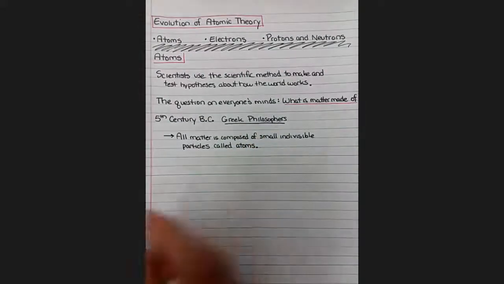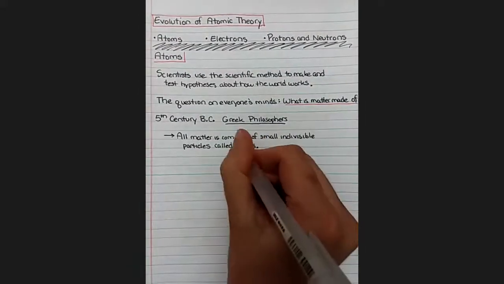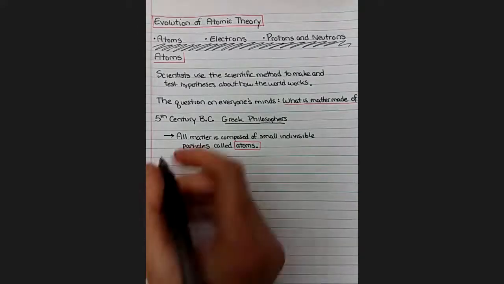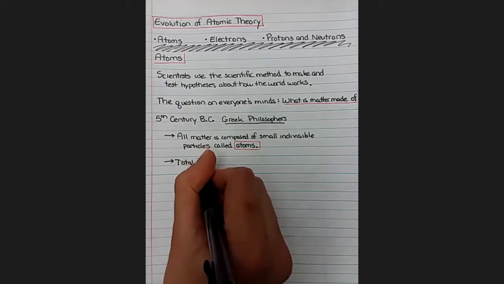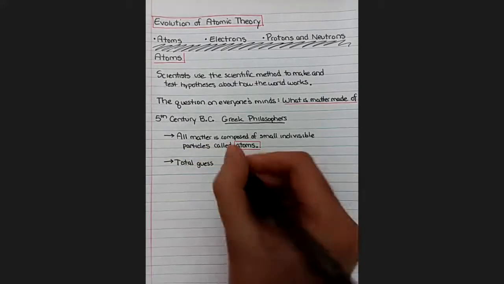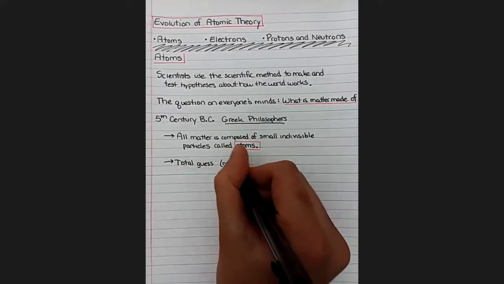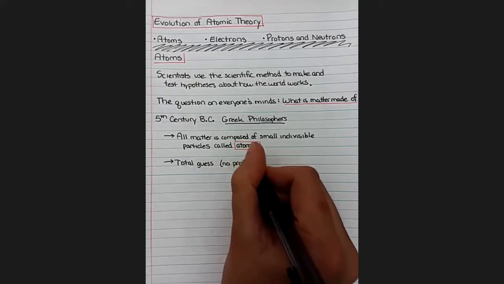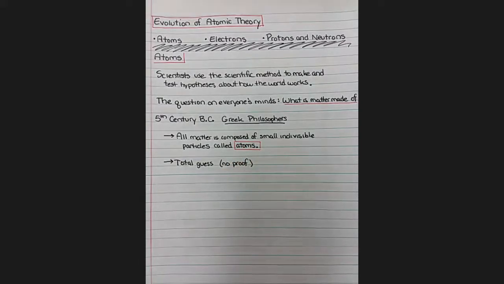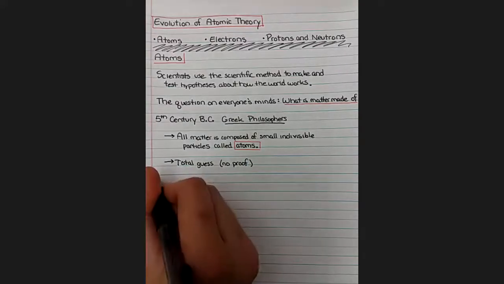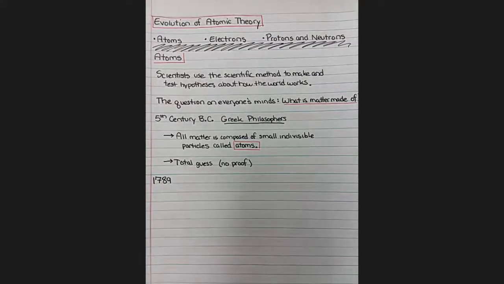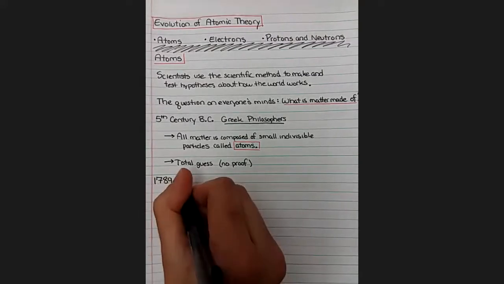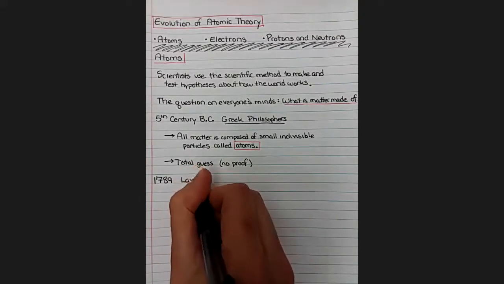And we still call them that today, even though this hypothesis was a total and complete guess with no proof. It was close enough to the truth that we continued to call them atoms. So that was sort of the general idea for a great number of years. The first actual experiment to start to prove that that might be true wasn't until 1789. And that was by a Frenchman by the name of Lavoisier.